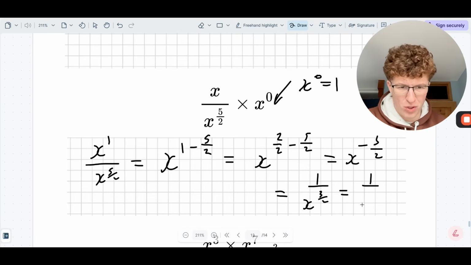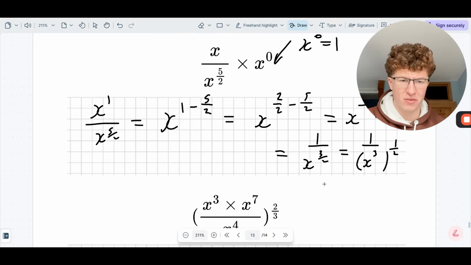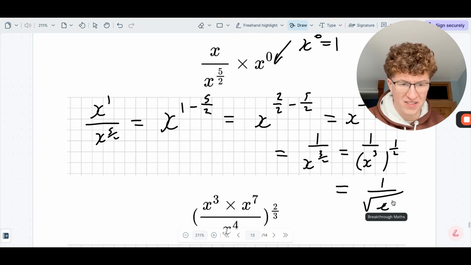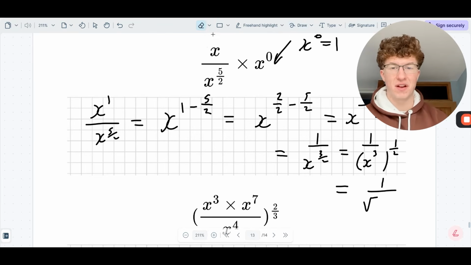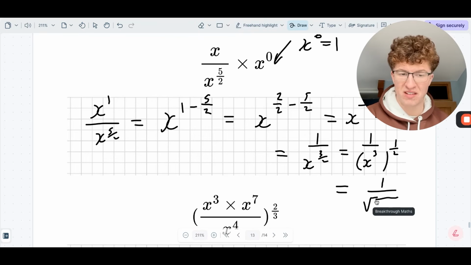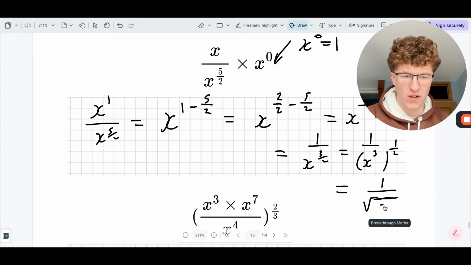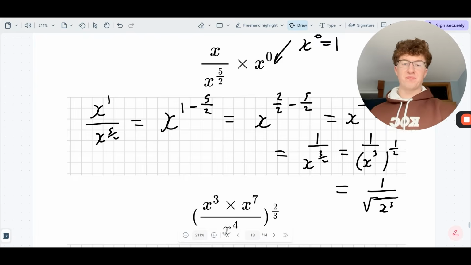That's the same as 1 over x cubed to the power of a half. And remember, anything to the power of a half is just square root. So that could be written as 1 over the square root of x cubed. So it depends what kind of detail they want you to simplify it to. Like, they might say write it in the form, this, or whatever. But if you want to fully simplify this, that would be your answer. 1 over the square root of x cubed.